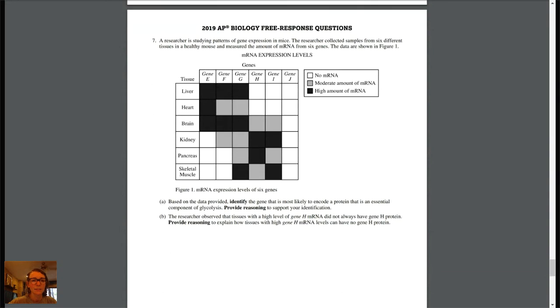All right. Next, question 7. Okay, so this one I actually think is the hardest question of the entire exam. And this is my best guess. And I've talked to a lot of biology teachers, and we're all taking our best guess here.